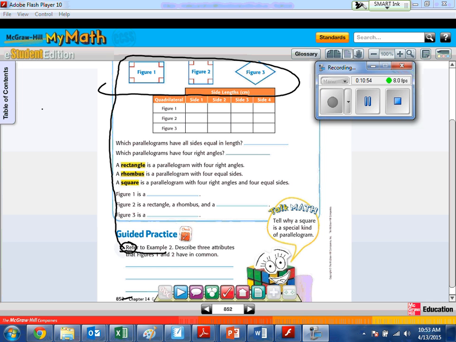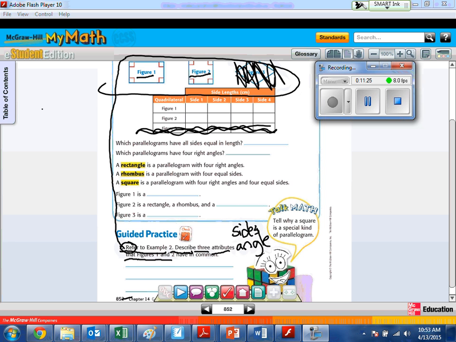Okay, we're going to go ahead and describe 3 attributes. Remember, attributes are sides and angles. So we're going to look at the sides and the angles of exercise number 2, that is, figures 1 and 2. So here's figure 1, here's figure 2. We're not even going to worry about figure number 3, so don't even worry about figure 3. I'm going to go ahead and cross that out down there. We're going to discuss how the sides and the angles are the same on these 2 figures.